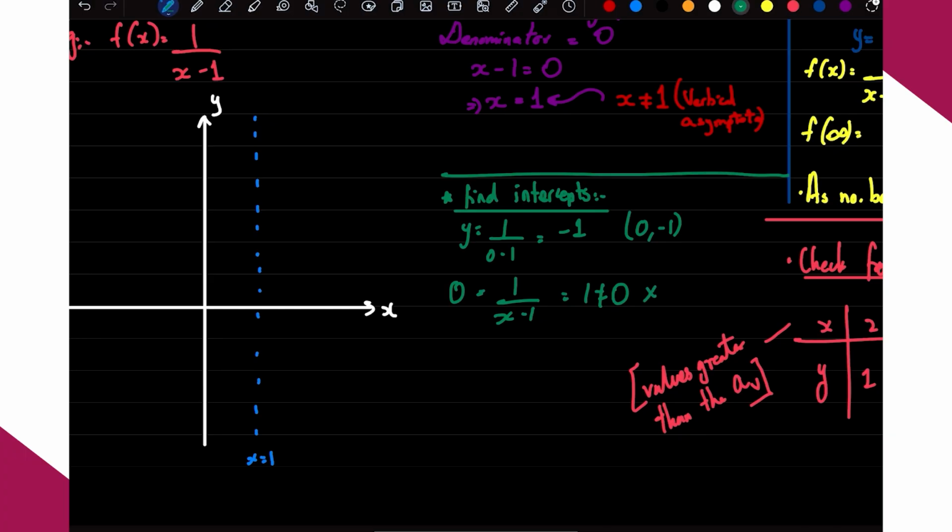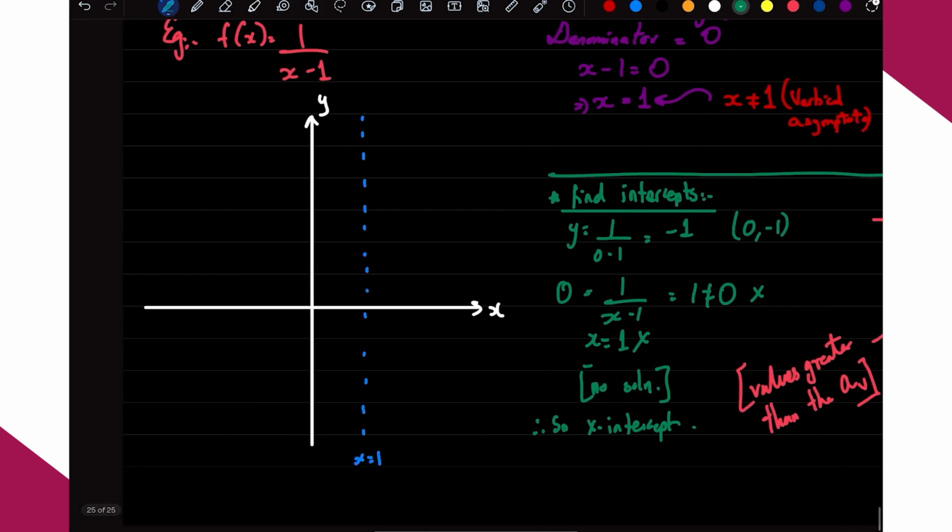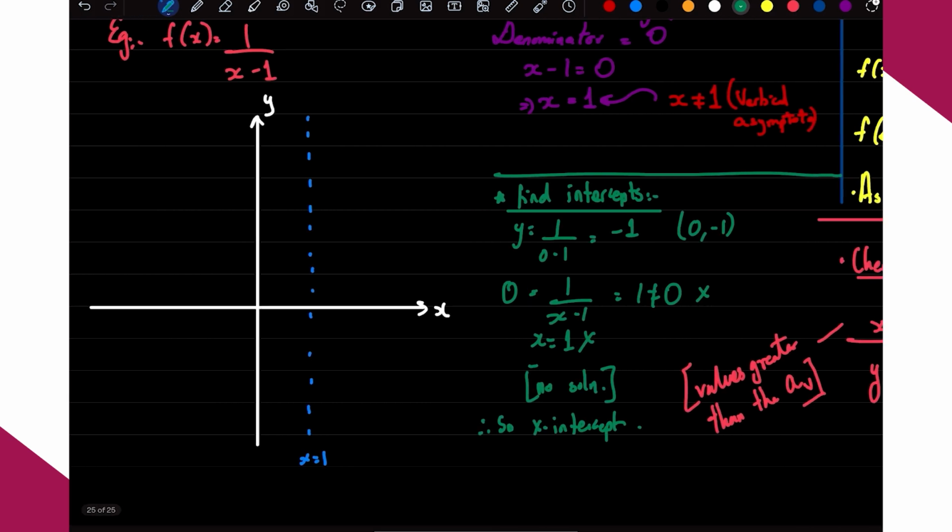And we cannot take x to that side or calculate x equal to 1, because that's also not possible. So we have no solutions to this equation. So no x-intercept of the graph. The graph never touches the x-axis because y is equal to 0. So it's trying to approach there, but it's just not able to.